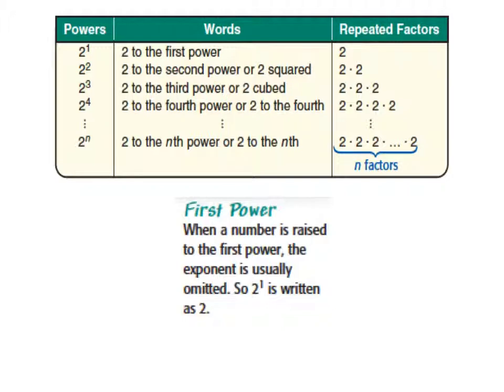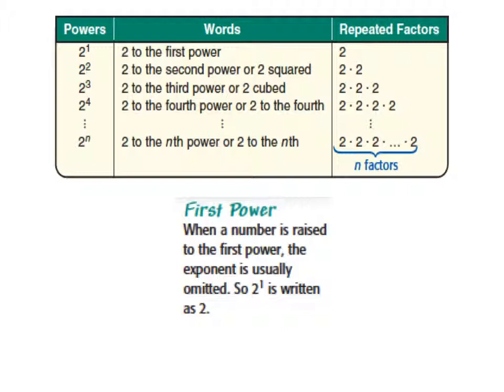Our next one is 2 to the third power, or 2 cubed. That's how we would say it. And basically it says, take our base 2, write it down 3 times, and multiply those together, and that'll give us our answer. And then, like on the last page, 2 to the fourth power, or 2 to the fourth. And that means, of course, take our base, write it down 4 times, and multiply them all together. We can do that to infinity.